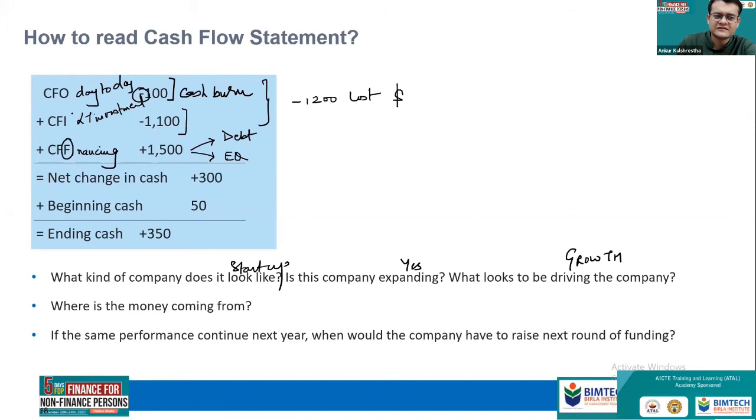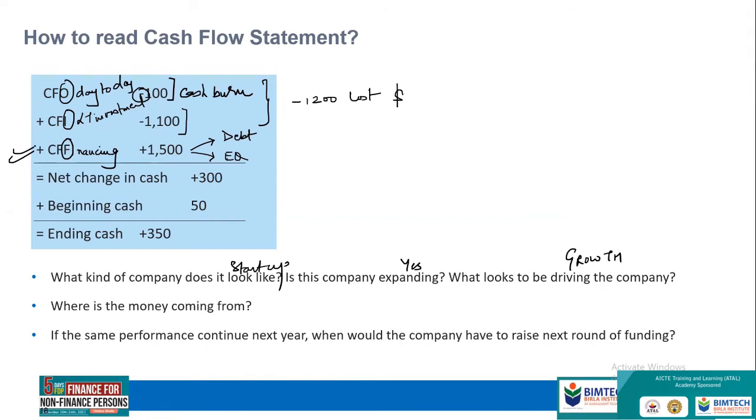Cash flow from investing and cash flow from operating. Okay. Sir, I have a doubt. Yes, Samantha. Sir, debt and equity, can it be coming under investment? No. That's coming under financing. Okay. Paying dividend and all, it will be coming under CFF. Financing only. Anything and everything that you do with your shareholders or your loan providers, that's under CFF, financing.